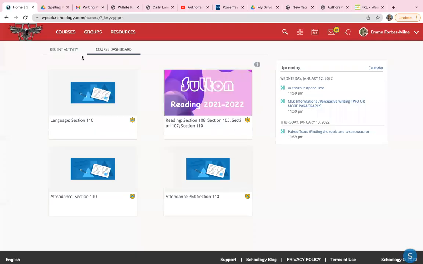I'm going to share my screen real fast. Straight to Schoology, of course. If you are still struggling to find where you need to go, you can go to reading, and it'll be right here on paired text.